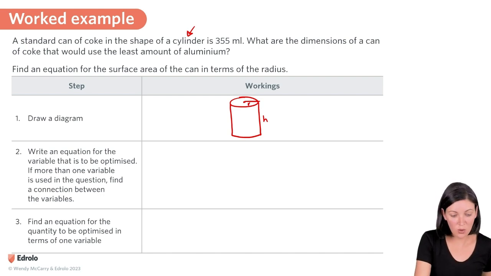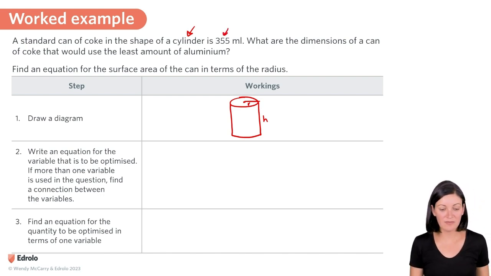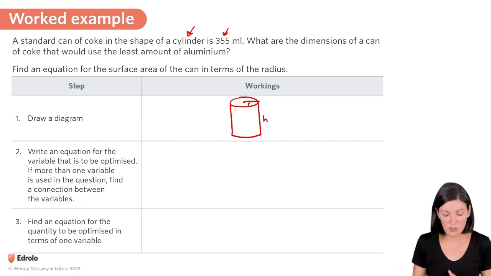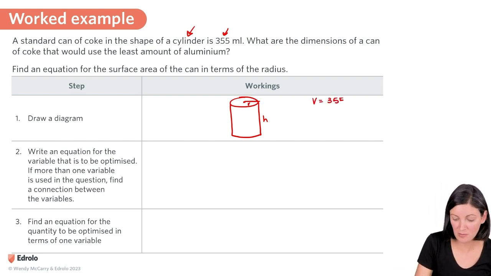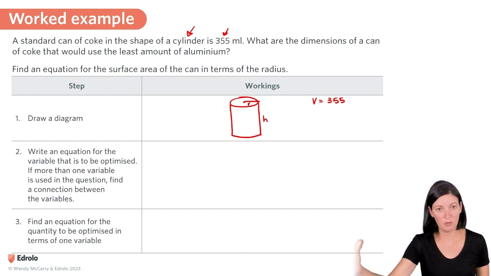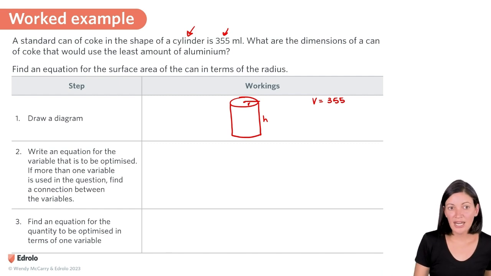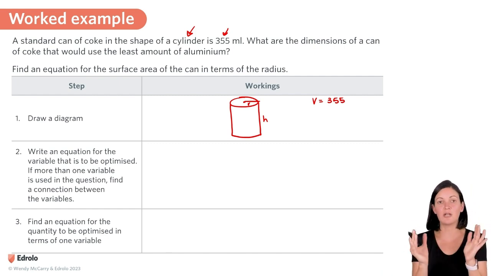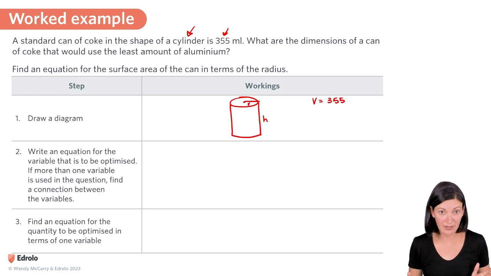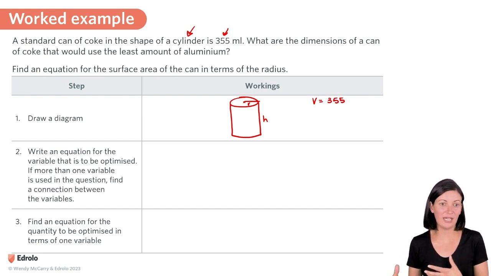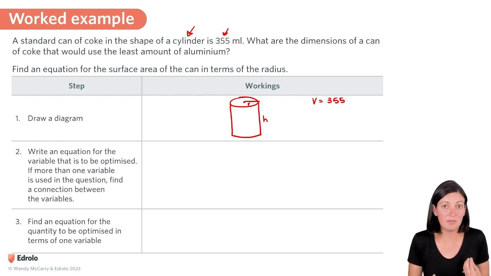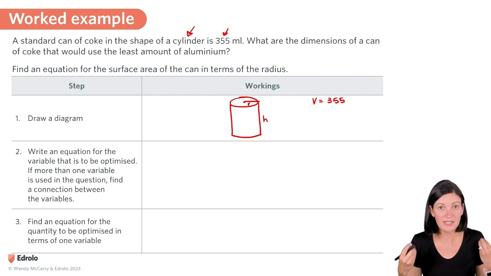Now, we're told it's 355 milliliters. Okay, that is the volume. So I'm just going to write down that the volume is 355, and we'll just leave the units off for now. Now, if we want to use the least amount of aluminum, though, we're actually talking about surface area. So we need to think about the surface area of the can. That's what we want to be minimized. So that's the formula we need to come up with.